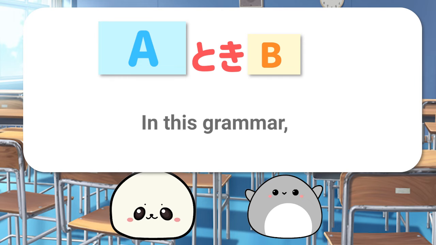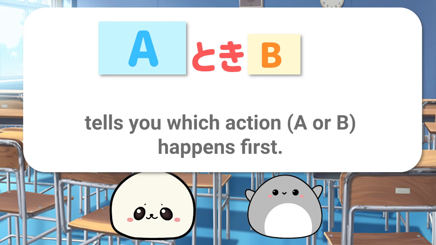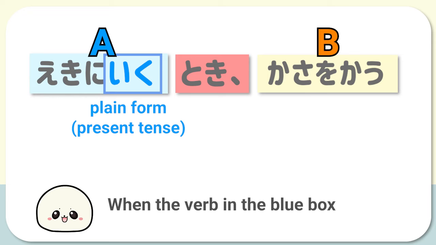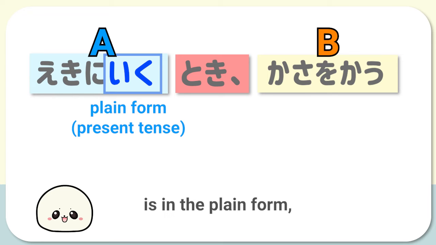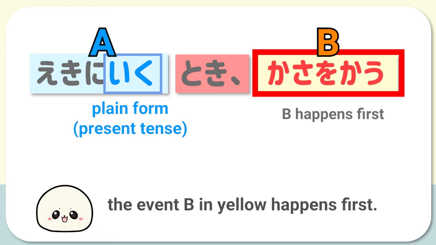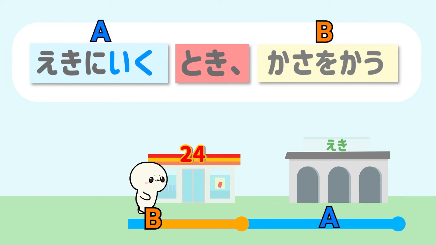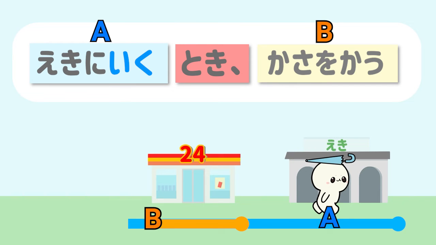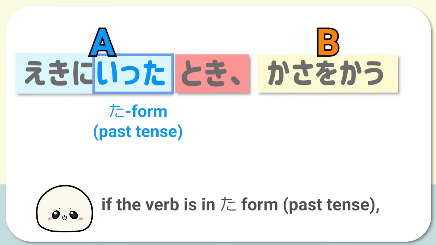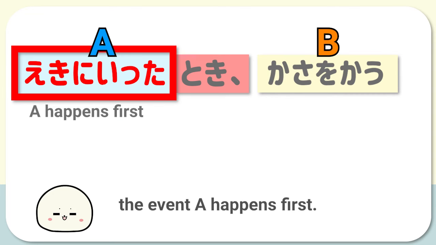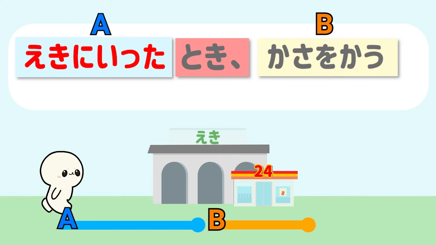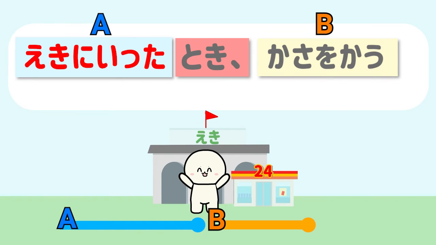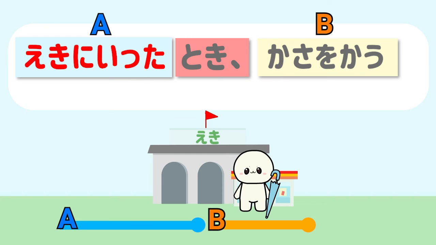Also, in this grammar, the tense of the verb in the blue box tells you which action, A or B, happens first. When the verb in the blue box is in plain form, which is present tense, event B happens first. Event B happened, then event A happened. On the other hand, if the verb is in ta form, event A happens first. Event A happened, then event B happened.